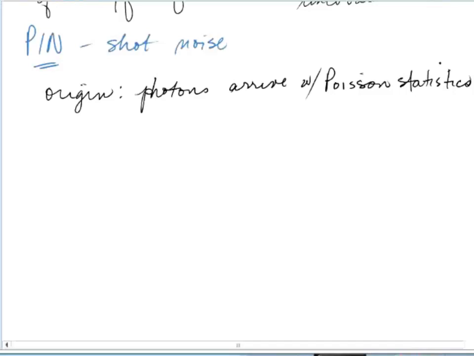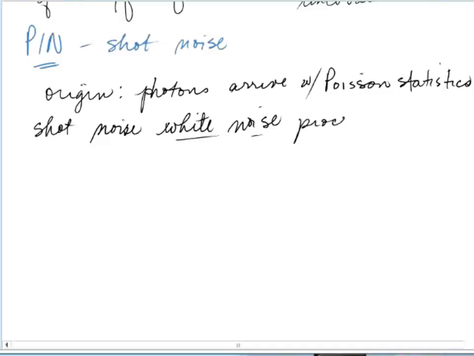It's a white process. So shot noise is a white process. And although if we speak rigorously, it's a Poisson process, in the regimes of operation in most telecom systems it is well approximated as Gaussian. So it's a white noise process, well modeled as Gaussian.